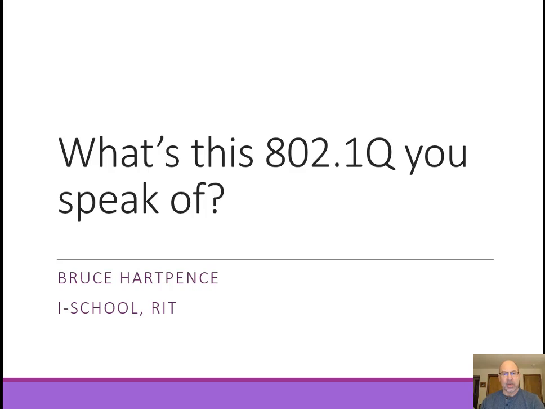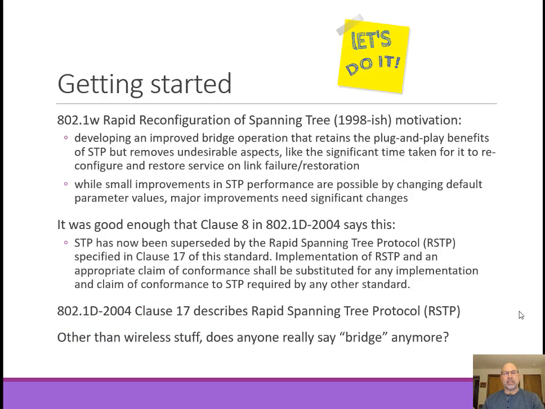So this one is going to be, what is this 802.1q you speak of? Well, let's go back in time again, but we don't have to go quite as far back. 802.1q, or at least the rapid spanning tree portion of 802.1q, got its start as 802.1w, the rapid reconfiguration of spanning tree. And the whole point was to make up for some of the problems that we saw in 802.1d spanning tree. And the biggest one is probably that it was slow.